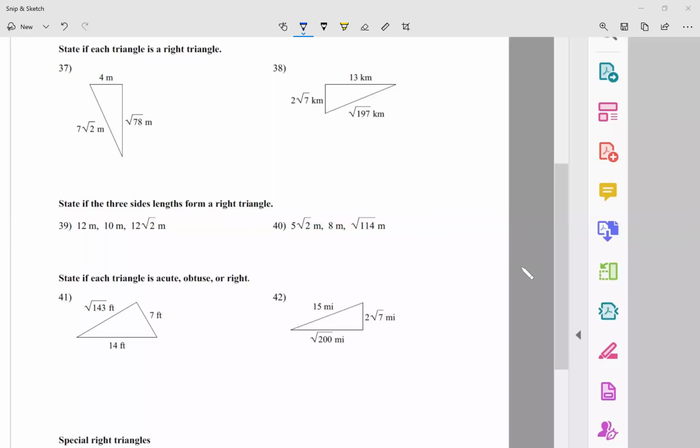All right, so let's do a quick review of the week. I'm going to work questions 37 through 42. To begin with, on Monday, we said, state if each triangle is a right triangle. So I gave you three sides, and it was more like a yes or no type of question. I just wanted to know if this created a right triangle.